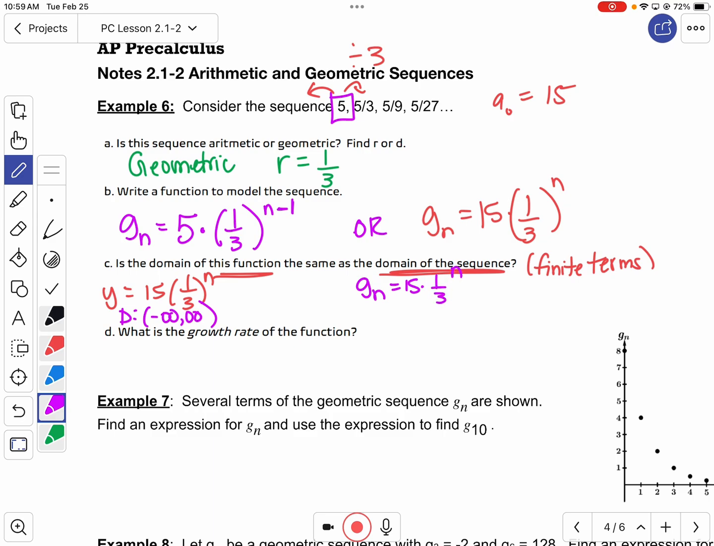But when we have a sequence, n represents specific things. It represents our terms. And so our domain would be 0, 1. We wouldn't have a negative term, so on and so forth, until we got to n. So that's the difference. The function has an infinite domain. The sequence has a finite domain. So the difference there.